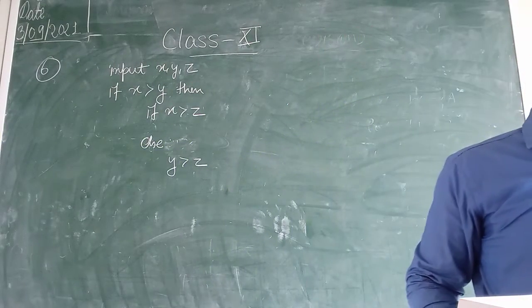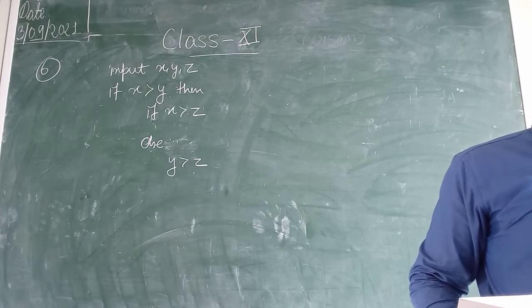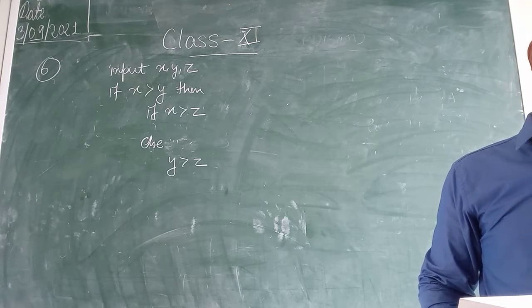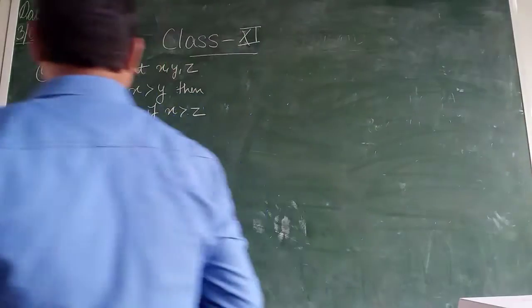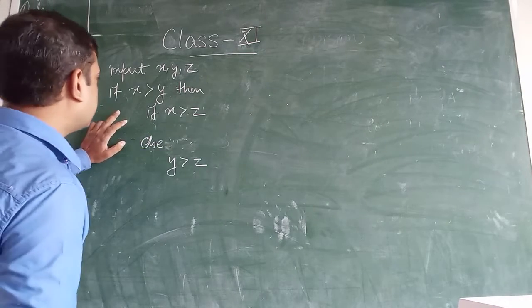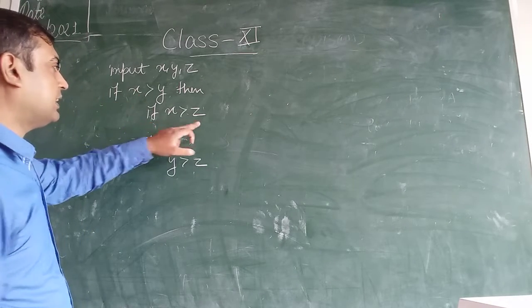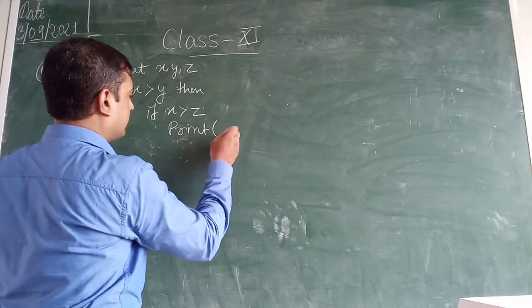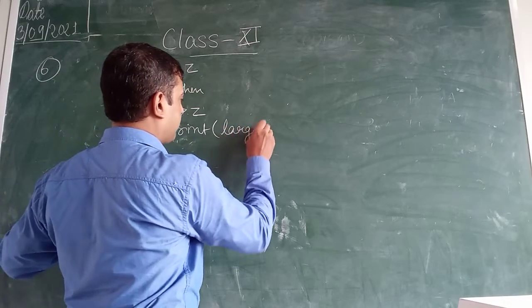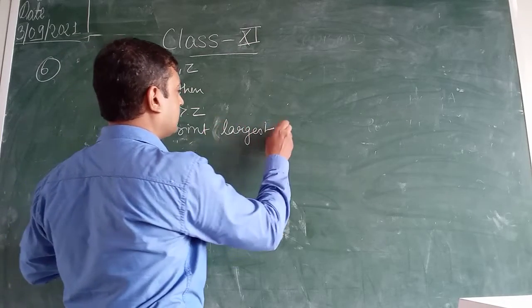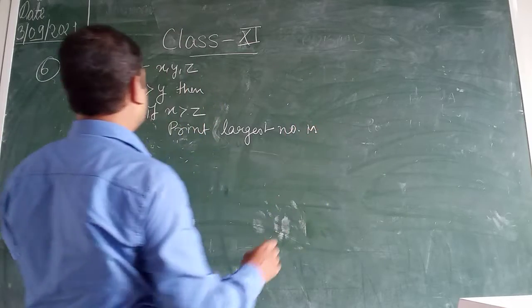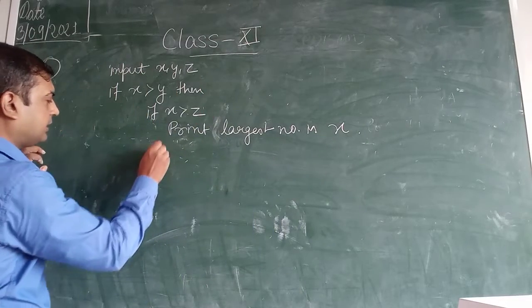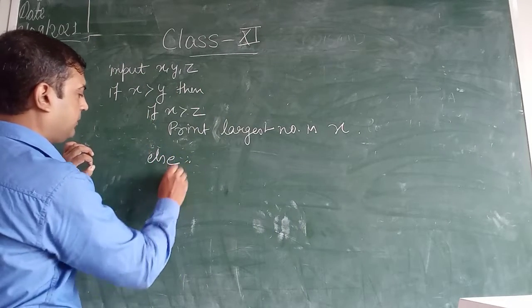Then after, print the largest number x and print the largest number is y. So where will you print? If x is greater than y and x is greater than z, here you have to print: the largest number is x. Else, print.